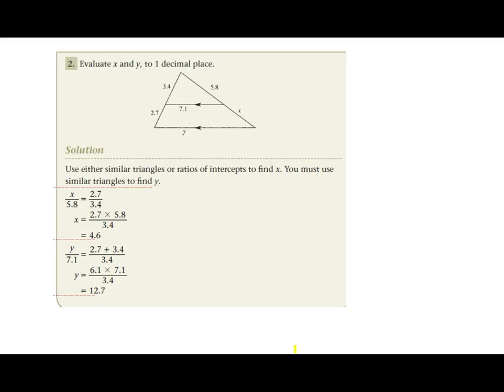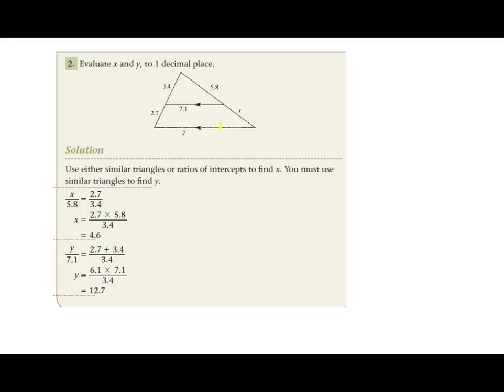example. Now you have to evaluate x and y to one decimal place. In the solution here they say use either similar triangles or ratios of intercepts to find x. You must use similar triangles to find y. We'll have a look at that one in a second. Now, if you just use ratios of intercepts, we can write that as x over 5.8 equals 2.7 over 3.4. Okay, and hooray, they've figured out how to do the shortcut. They've just multiplied that by 5.8. That brings it down to 4.6 to one decimal place.